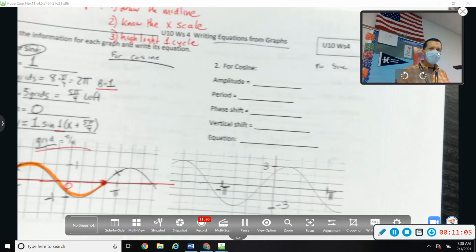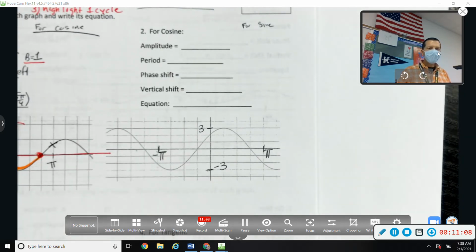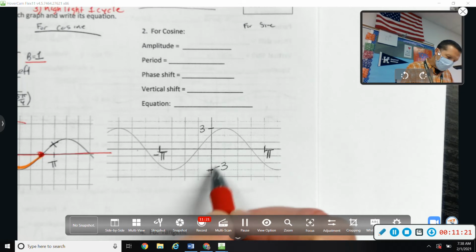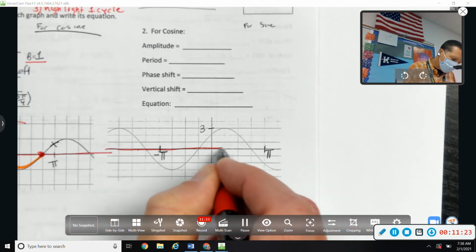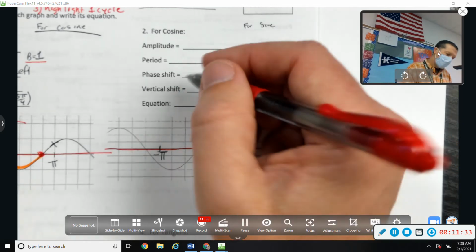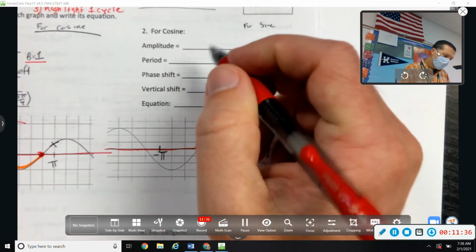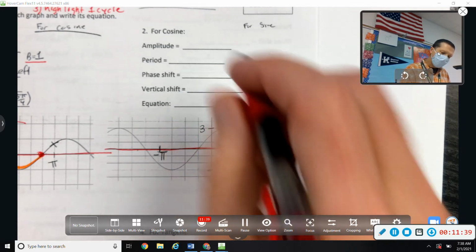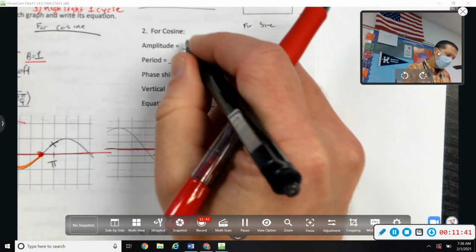All right, let's do number 2. Now we're viewing that as a cosine wave. So let's draw the midline, let's note the scale, let's highlight one cycle before we start answering these questions. It goes from -3 to 3. So my midline is at 0. In fact, we could kind of work these, we don't have to work them in order. The vertical shift then is 0. The amplitude is 3.